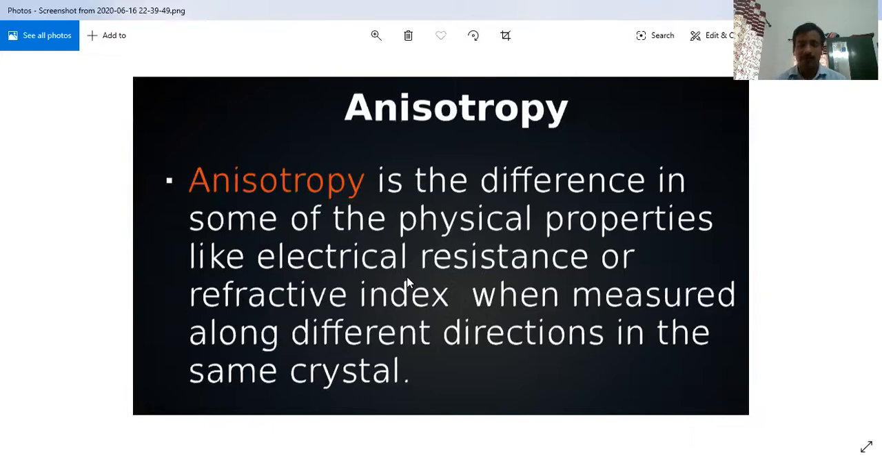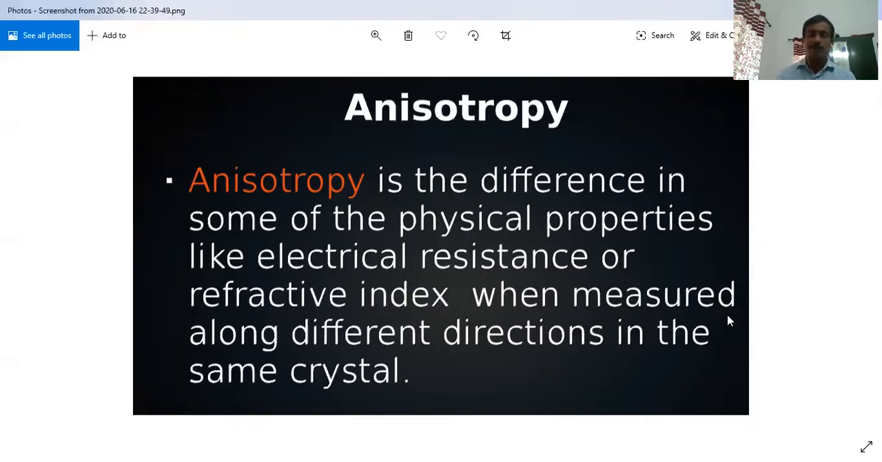Isotropy is a characteristic of amorphous solid. That means if you measure the same physical properties, refractive index and electrical resistance, vertically, horizontally or diagonally, you will get the same value. There is no change. That is isotropy. What is anisotropy? When you measure the physical properties in different directions, vertically, horizontally or diagonally, you will get different values. Anisotropy is a characteristic of a crystalline solid.